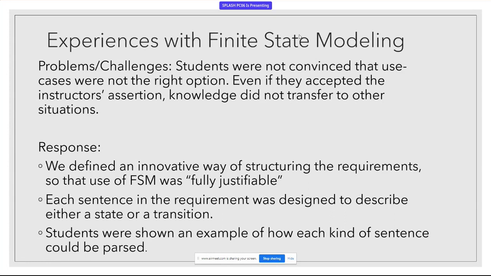And the second modeling is obviously with finite state machines. And this is even more difficult to teach in our experience than use case modeling. And one difficulty that we have had with students is that they have already seen use case modeling and they tend to apply that for any situation. So it needs a little bit of effort to convince them that use case modeling is not always the right option.